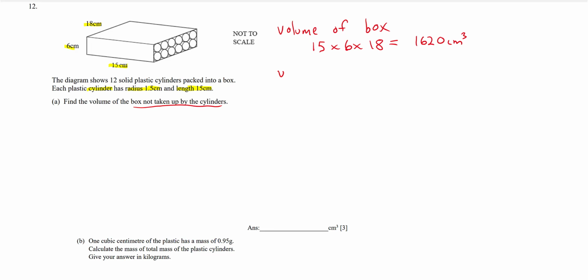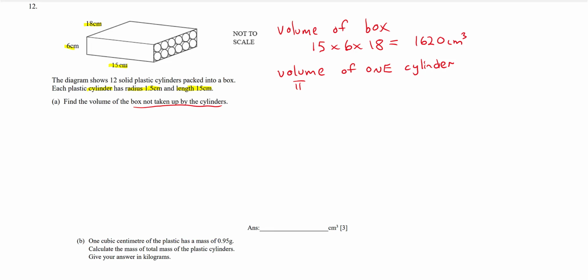Okay, so now we need the volume of the cylinders. So let's work out the volume of one cylinder. We're going to work out the area of the base, which is going to be a circle, and then times by the length, and that'll give us the volume of one cylinder. So we know the base of the cylinder has radius 1.5 centimeters. To work out the area of the base, it's just a circle, so that's pi r squared.